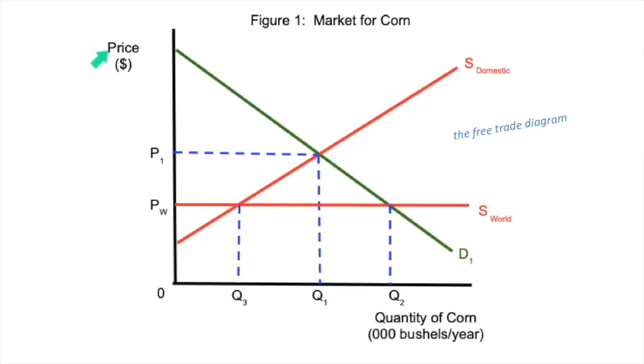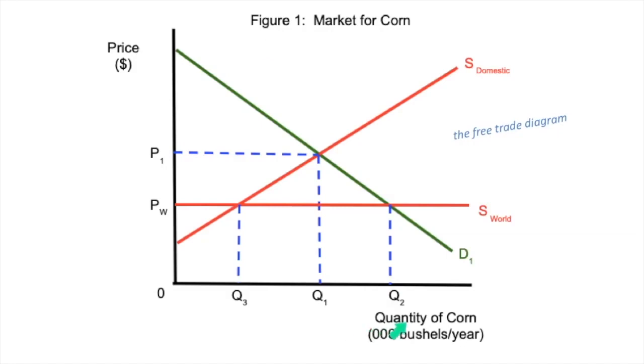Protective quota. Price in dollars, P1, PW, 0, Q3, Q1, Q2, demand 1, S world, S domestic, and a title, Figure 1, market for corn. Always put the Figure 1 in there, because that way if there's a Figure 2, you can simply reference it as Figure 1 in your analysis or evaluation. If there's not a Figure 2, it doesn't matter, right? Just name that Figure 1. Just get in the habit of making this diagram perfect.